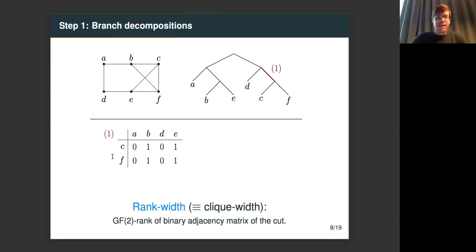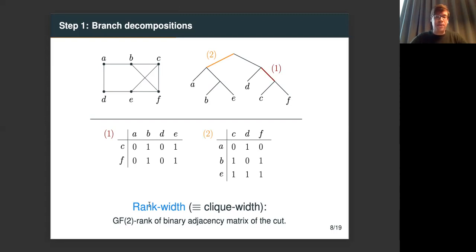If we look at this cut, then again, we take the vertices CF on one side, ABDE on the other side, and then the binary adjacency matrix looks like this. And this matrix actually has rank 1, okay? And if we look at the other cut, then the matrix looks like this, and this matrix has rank 2 because we can see that the first row plus the second row gives you the third. Okay, so this decomposition will have rank width 2.